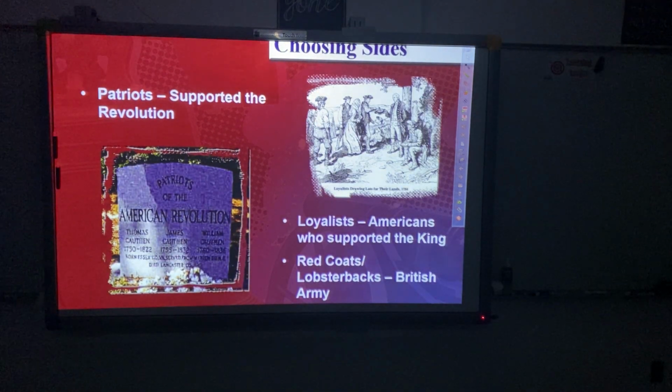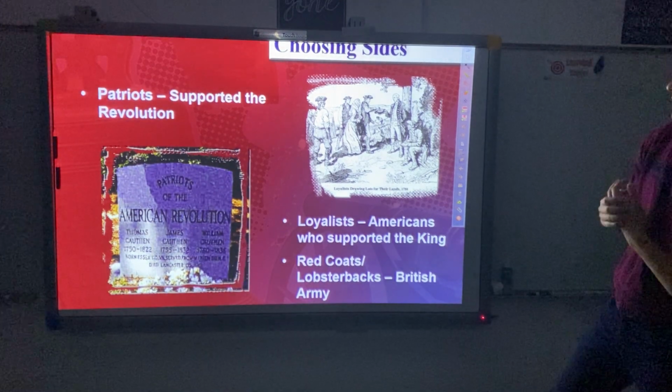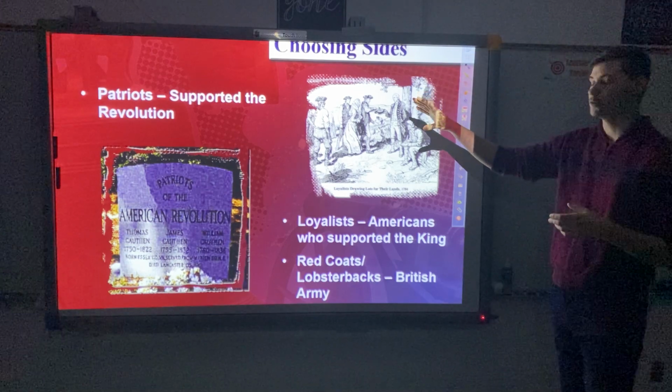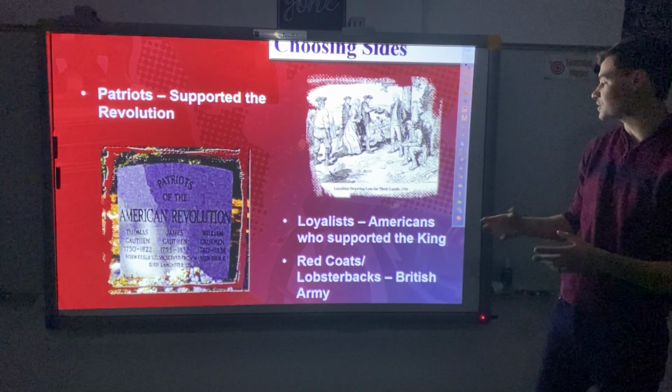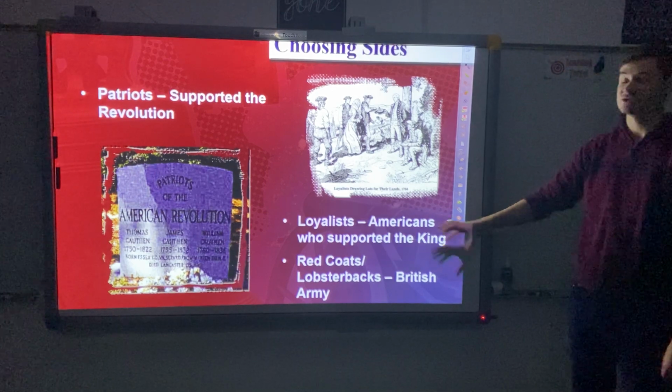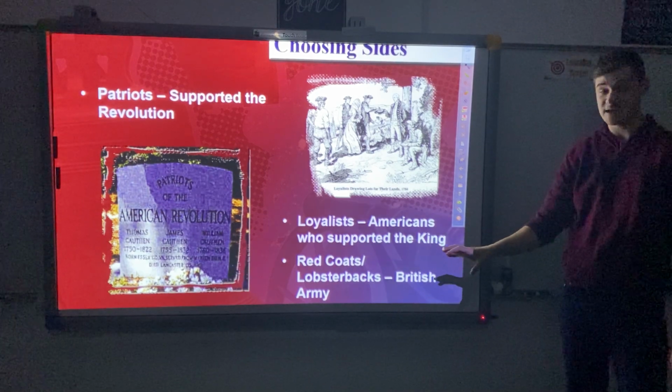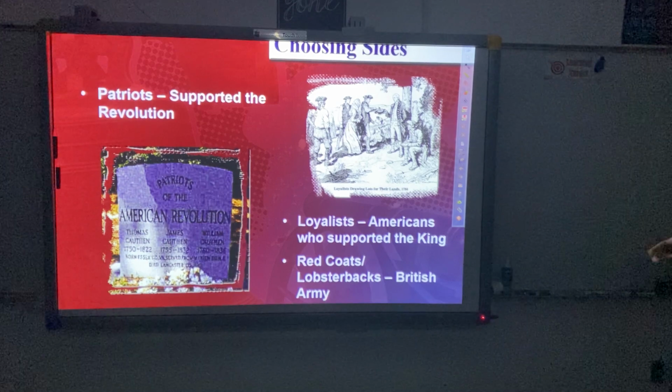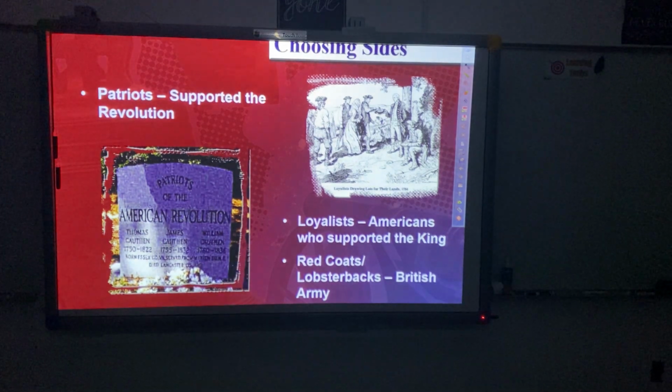Okay, choosing sides. So, three major groups when we talk about the sides of the war. You have patriots, who are going to be colonists who support the revolution. You have loyalists, who are going to be Americans who support the king. So they don't want to be a separate nation. They want to continue to be part of Great Britain. And then you have redcoats / lobsterbacks, and those are the British Army. So those are your three major groups.